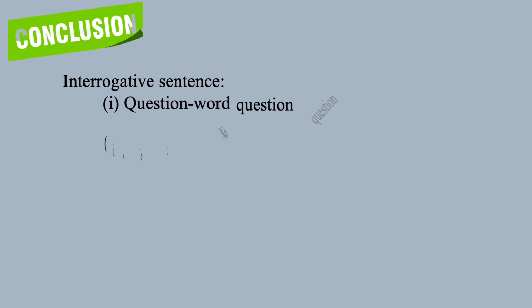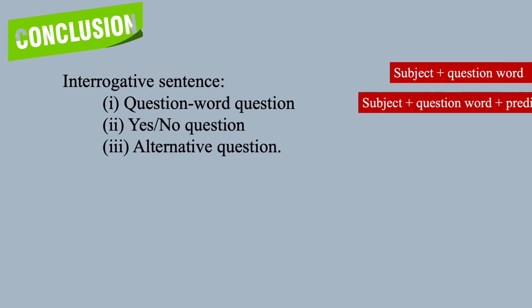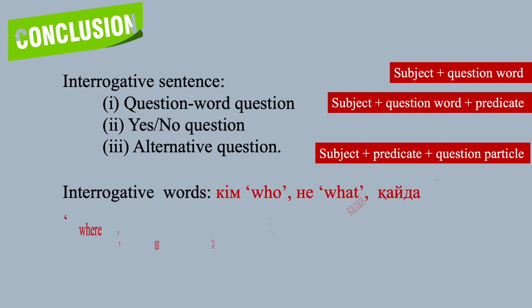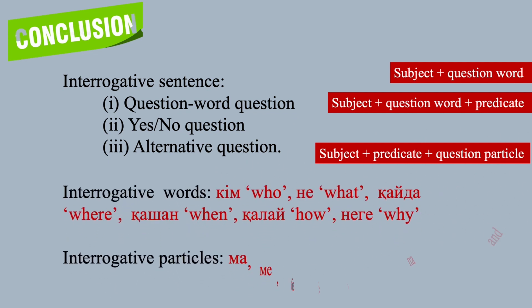Let me conclude today's content. We have learned the basic sentence types and one of its subtypes, the interrogative sentence. The interrogative sentence can be divided into 3 subtypes: the question word question, yes-no question, and alternative question. The structure of these sentences can be different. How to build question sentences is explained as well. There are interrogative words and interrogative particles. Now you can ask questions in Kazakh.